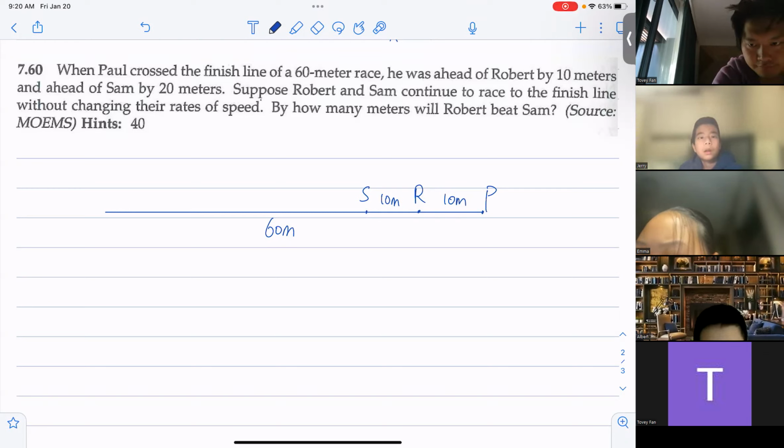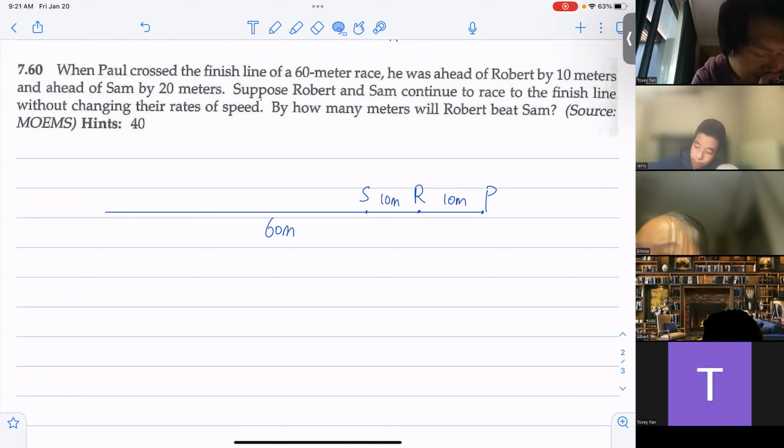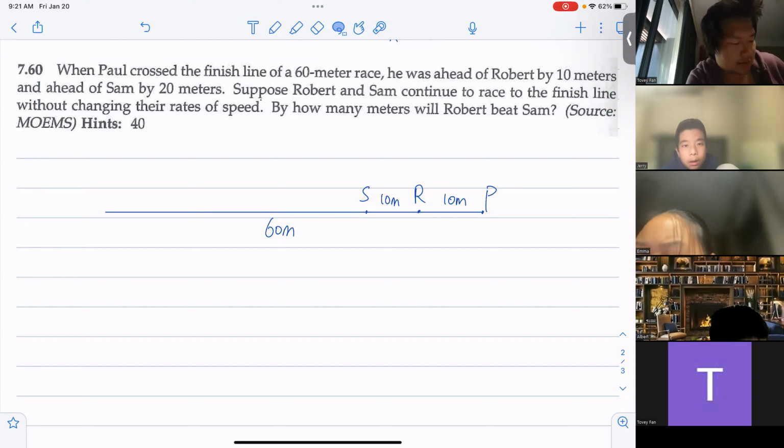Can we change it to like 1/10 per meter? 1/10 per meter? What do you mean? 1/10 what per meter? Oh, is this like the work rate problem? Yeah, sort of. You could see it as a work rate problem, but here people don't actually work together, right? It's just that Robert is going to finish his job. His job is to finish the 60-meter race, and Sam has to finish the same race, right?